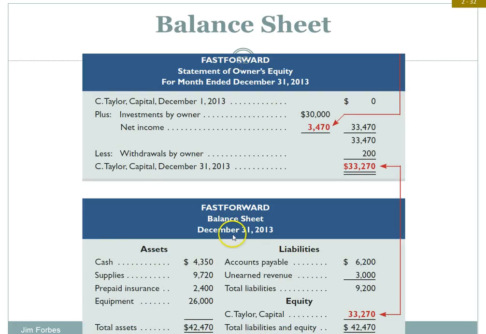And then from there we can complete the balance sheet, and you'll notice now you have all your assets listed, all your liabilities, and now you've increased your capital account, which began at $30,000, but because of the net income minus the withdrawals, you now have this new balance, which becomes your new starting point.